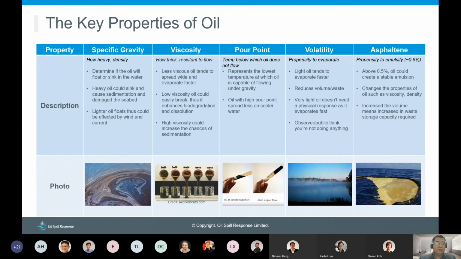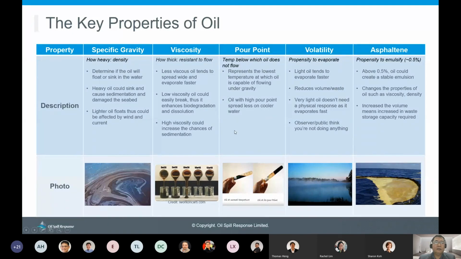Lighter oil floats, thus it could be affected by the wind and the current. And at the same time, this wind and current could carry this floating oil and hit our sensitive shorelines or our sensitive structures.